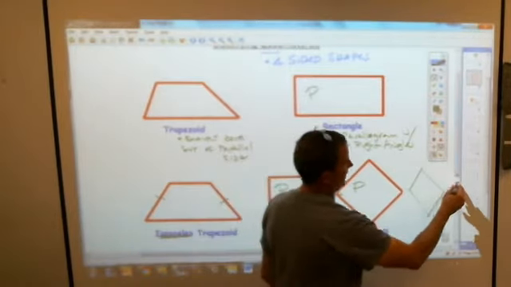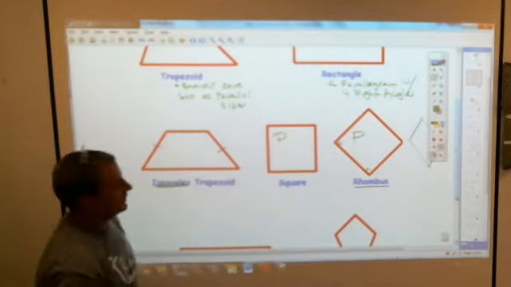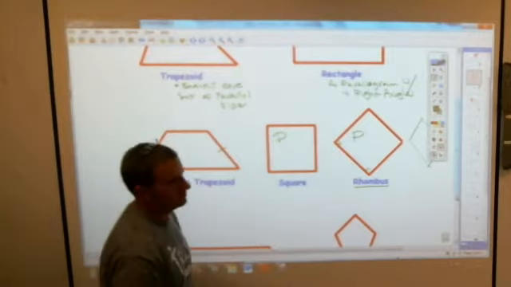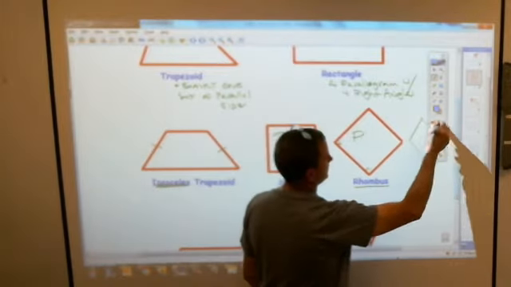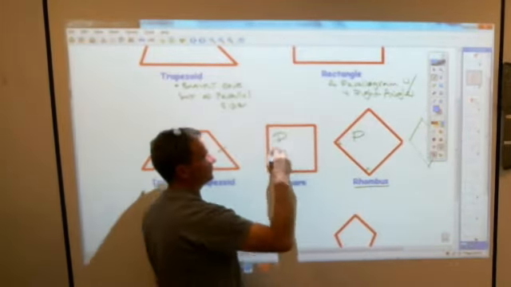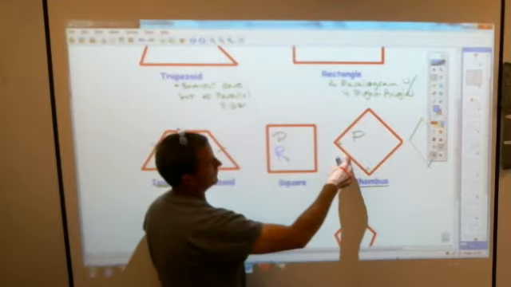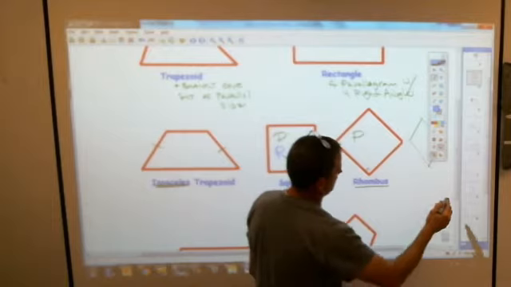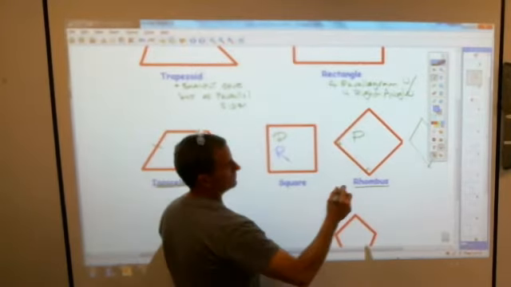So what else do we have? What else is always a rectangle? Always a rectangle would be a square. Yep, Mr. Square. He is also a rectangle. This one should not be. That good? Now let's go to a square.